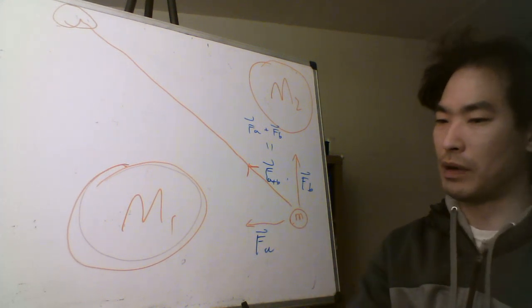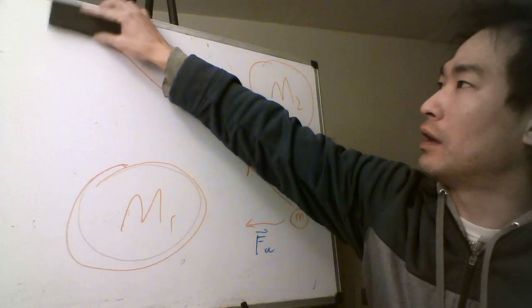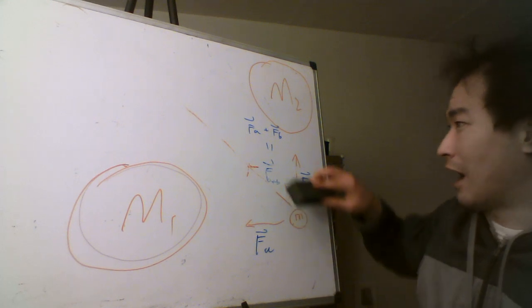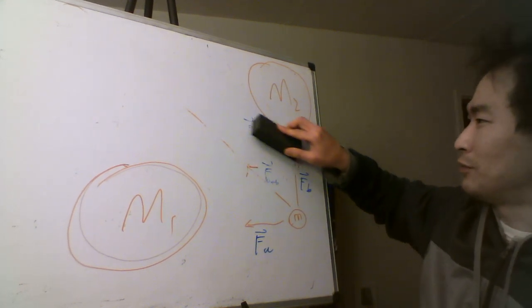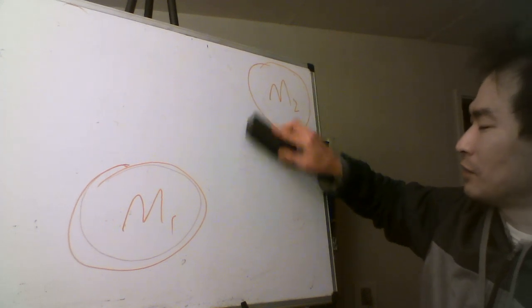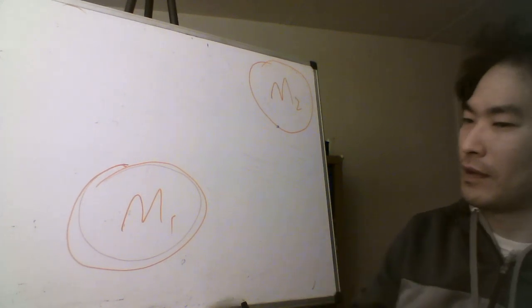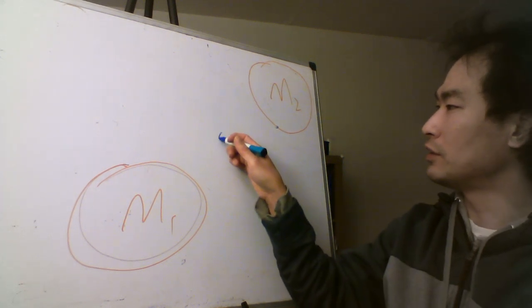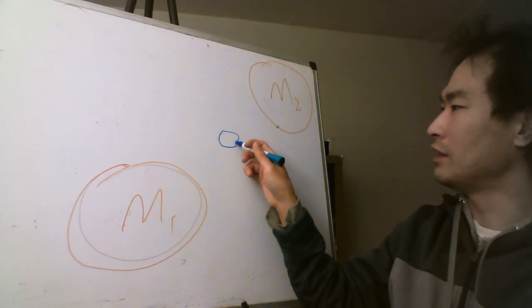Now we're going to erase part of this picture, because it's interesting, isn't it? I'm having fun. I don't know about you, but I'm having fun. I hope you're having as much fun as I am. What is the initial positioning of the small guy M? It is right here.